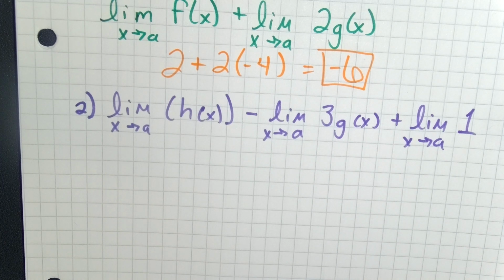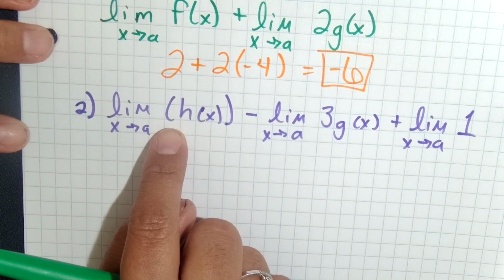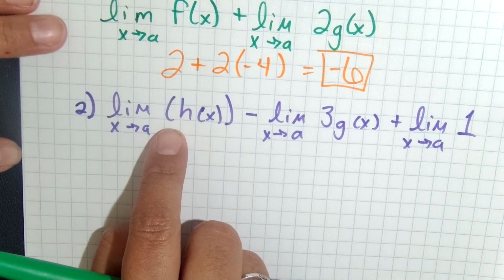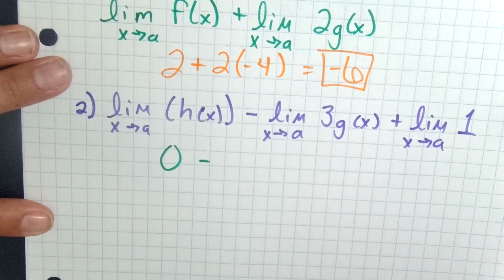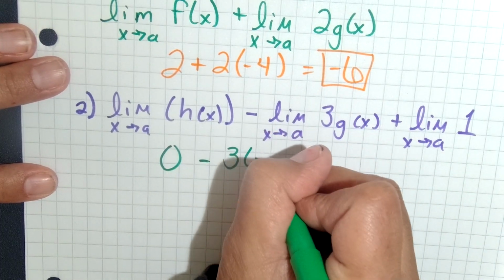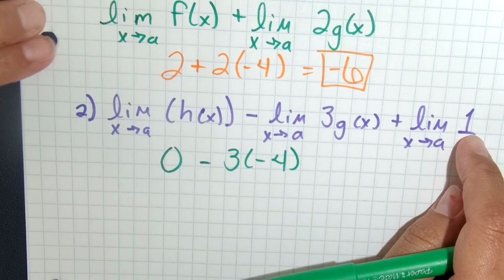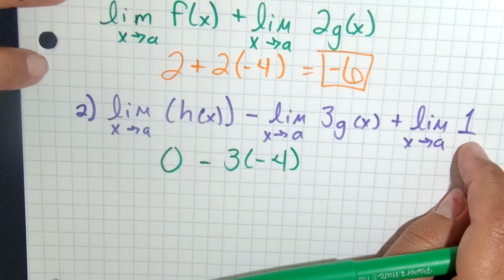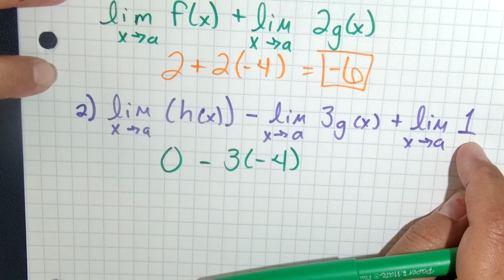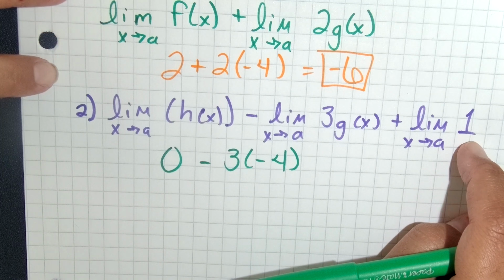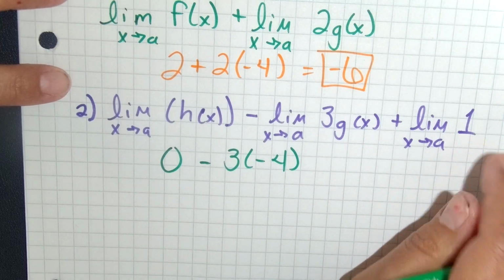Okay. What is the limit of h of x? Don't say we don't know. 0. What is the limit of g of x? -4. What is the limit of 1? What is this called? It's called a constant. So what's the limit of a constant? 1. For this one, yes, it is 1.